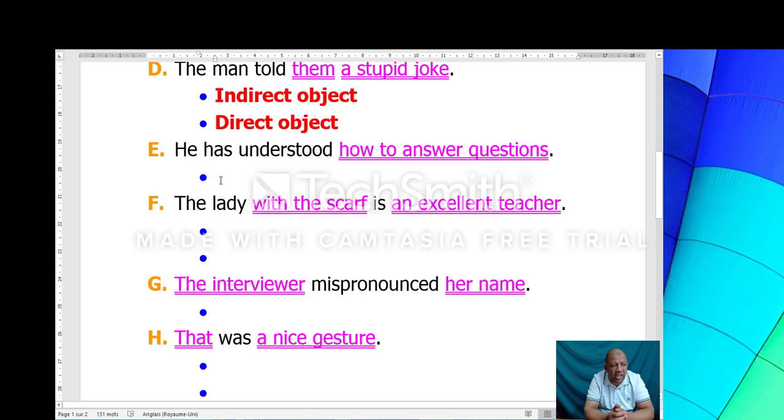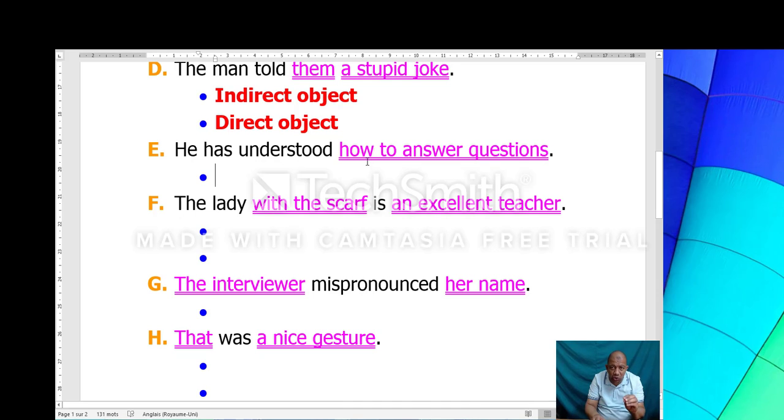He has understood how to answer questions. So these are four words: how, to, answer, and questions. And we have the verb to understand, which is a transitive verb. It requires a direct object. And in order not to be confused, I can change this, how to answer questions, and use just he has understood it.